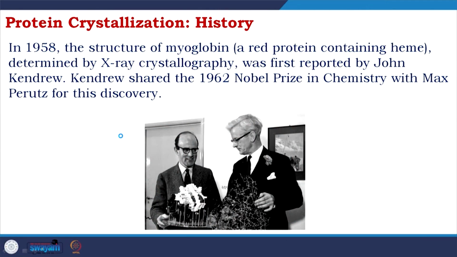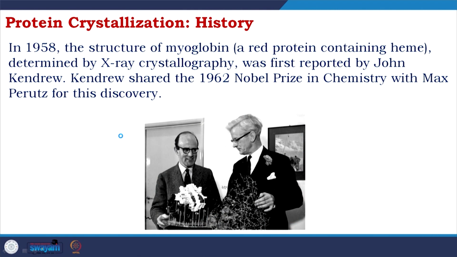In 1958, the structure of myoglobin, a red protein containing heme, was determined by X-ray crystallography and first reported by John Kendrew. Again, I talked about hemoglobin; myoglobin is also a protein containing iron, so it is red, and that is why it is easy to identify among different proteins. Kendrew shared the 1962 Nobel Prize in Chemistry with Max Perutz for this discovery. Here you see Kendrew's model, and this is Max Perutz's model.